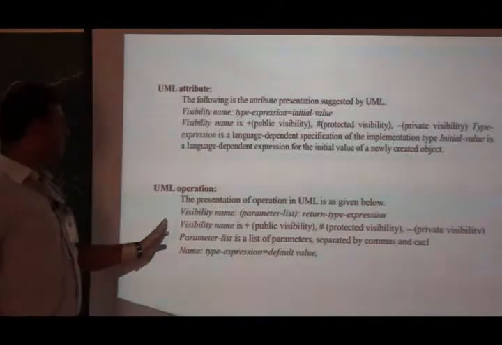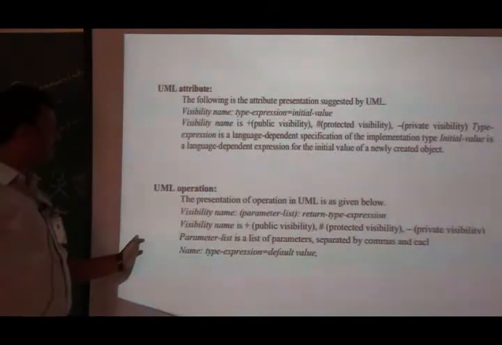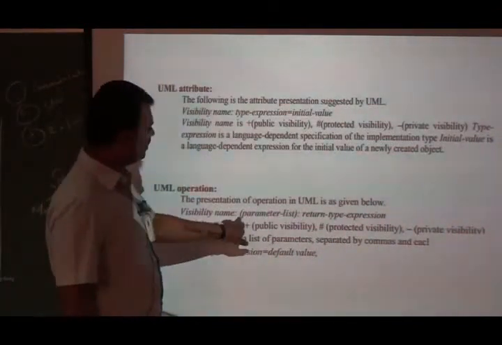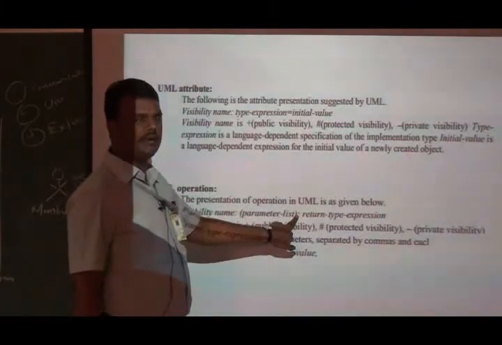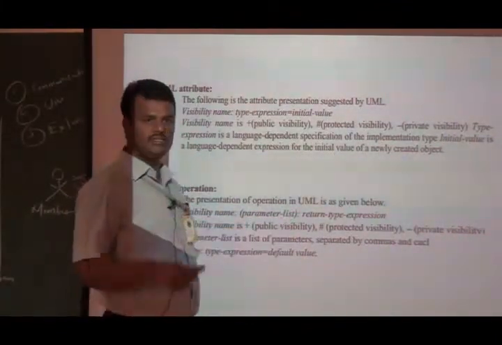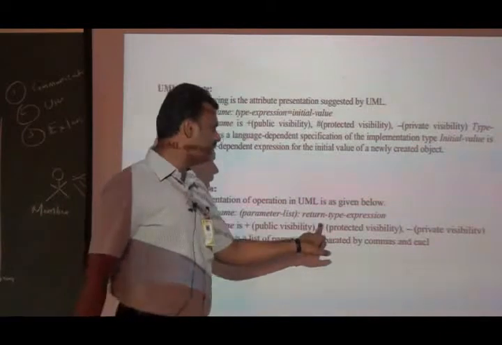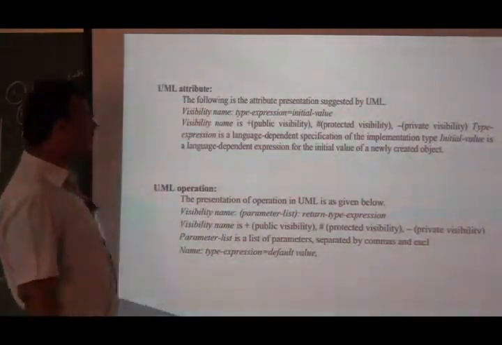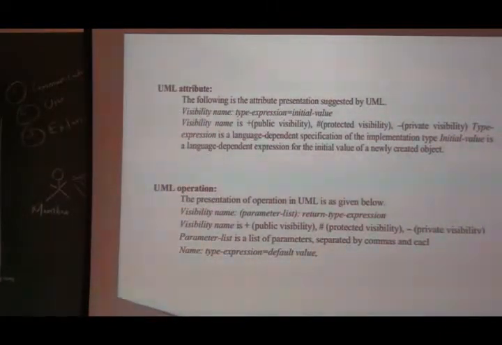Then the operation. What is the syntax for the UML operation presentation? The visibility name, parameter list. What do we mean by parameter list? The list of parameters separated by commas, then a colon and the return type expression. This is the syntax for the UML attribute and UML method presentation.